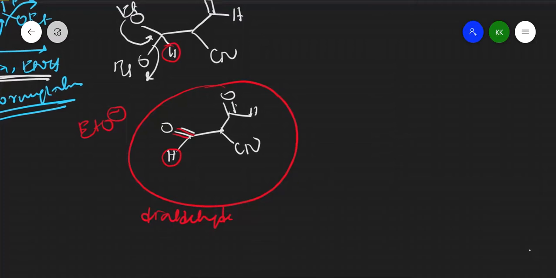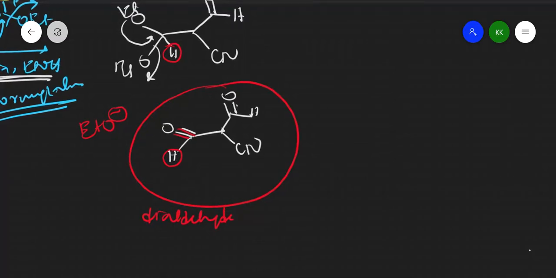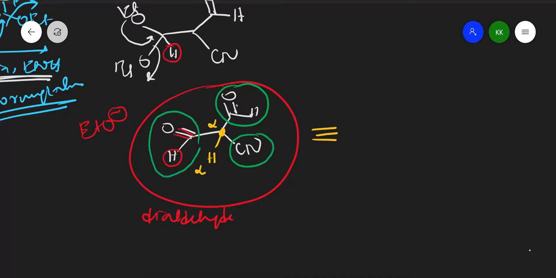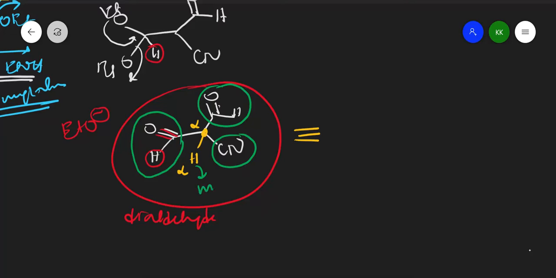So this dialdehyde molecule, can I write it nicely like this? The same thing, just I will write it like this. Here one hydrogen is there. This hydrogen is on the alpha carbon, so this is an alpha hydrogen. Here we also have an electron withdrawing group on that carbon. CN is also an electron withdrawing group. Here we have one more aldehyde. So this will be more acidic, so it will go as H plus.